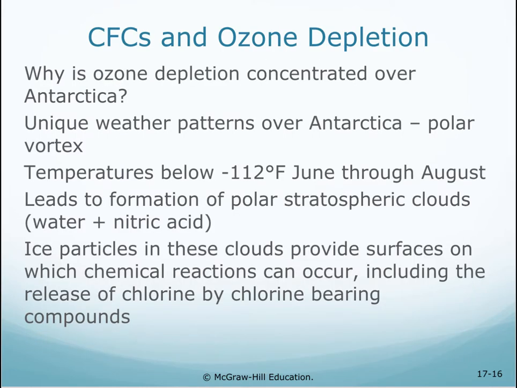Why is ozone depletion concentrated over Antarctica? The unique weather patterns over Antarctica, the polar vortex. The temperatures are 112 degrees Fahrenheit below zero, June through August, which leads to the formation of polar stratospheric clouds, water and nitric acid. The ice particles in these clouds provide surfaces on which chemical reactions can occur, including the release of chlorine by chlorine-bearing compounds.